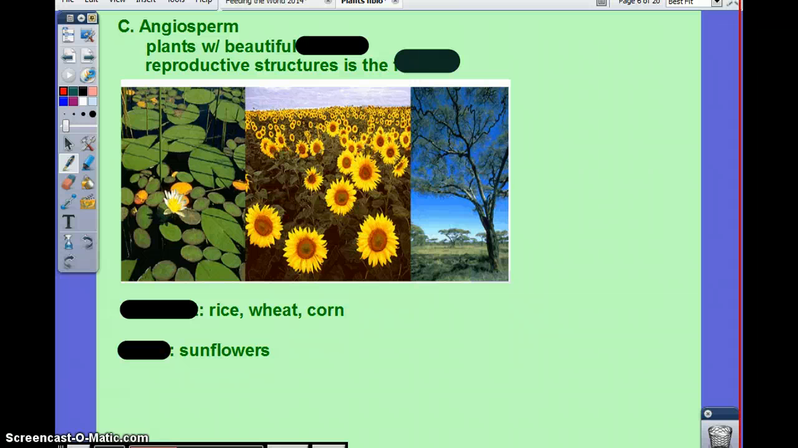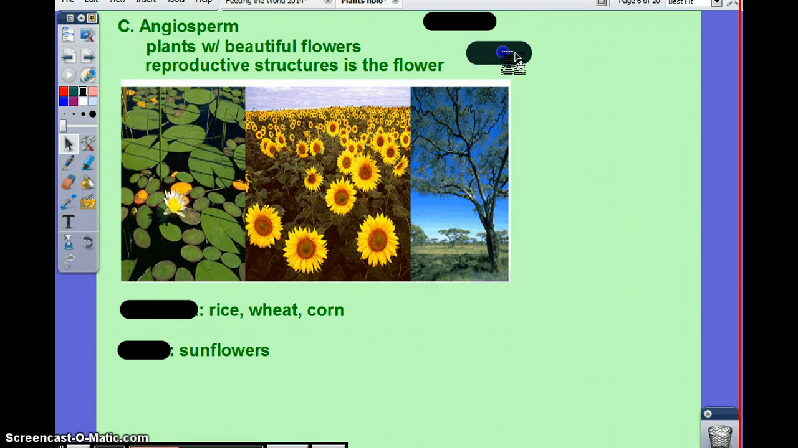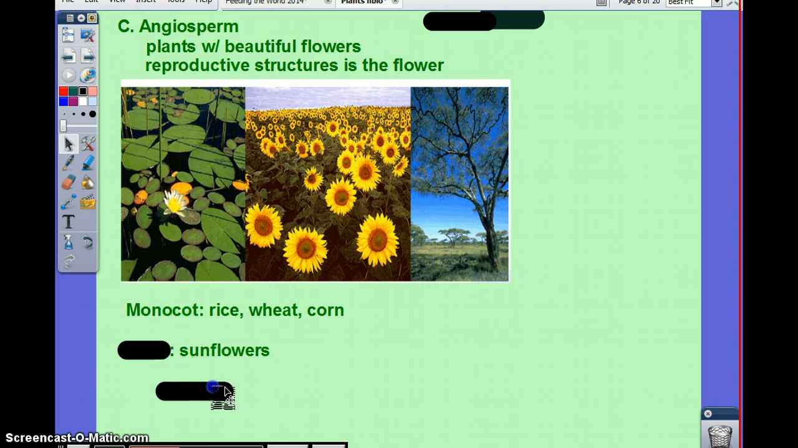The last of the land plants and the second of the seed plants are called angiosperms. And they're plants with what? Flowers. And their reproductive structure is actually found in the flower. Examples are rice, wheat, and corn, or sunflowers. How you differentiate one from another is monocots and dicots. I have a chart, and we're actually going to do a lab, and you're going to try to make these observations.